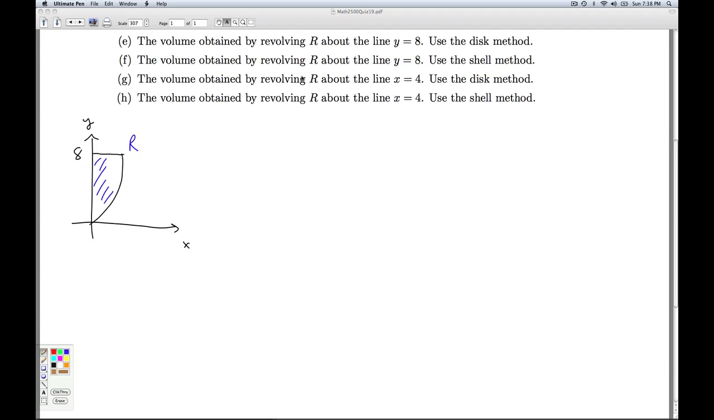Okay, part G, we're revolving R now about the line x equals 4, and we're asked to use the disk method. Okay, so the first thing we have to do is remember, where is x equals 4? This was x equals 2, because remember that's the curve y equals x cubed. So x equals 4 is over here.